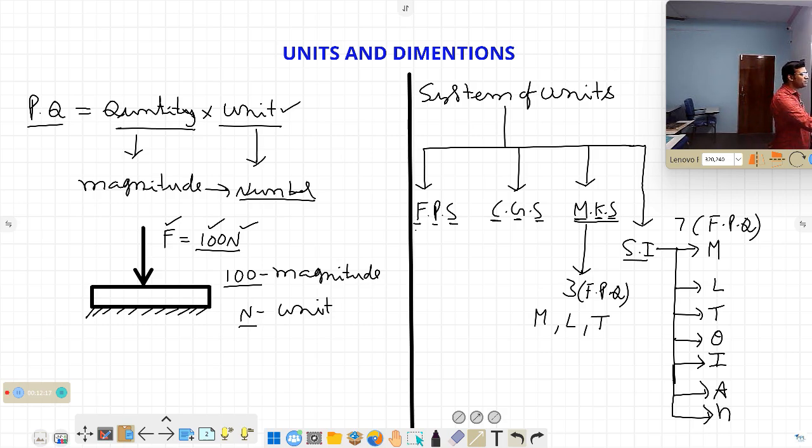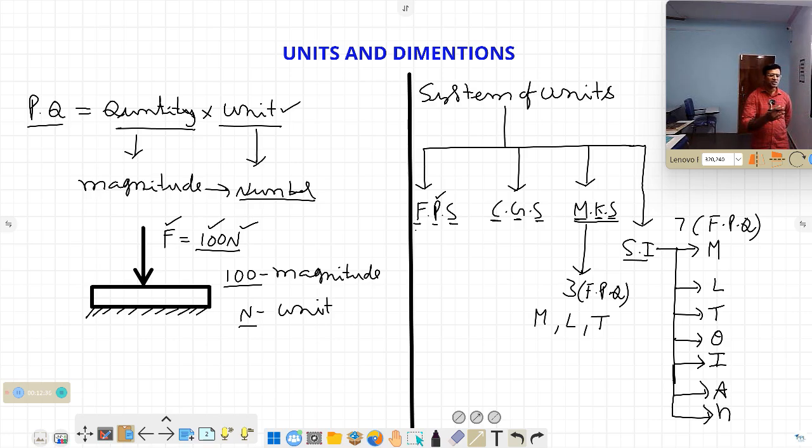In the FPS system, the measurement is very small. Length we are measuring in terms of foot, P means pound, so we measure in terms of foot, pound, second. CGS system, centimeter, gram, second. MK system, meter, kilogram, second. And all SI systems are similar to the MK system.